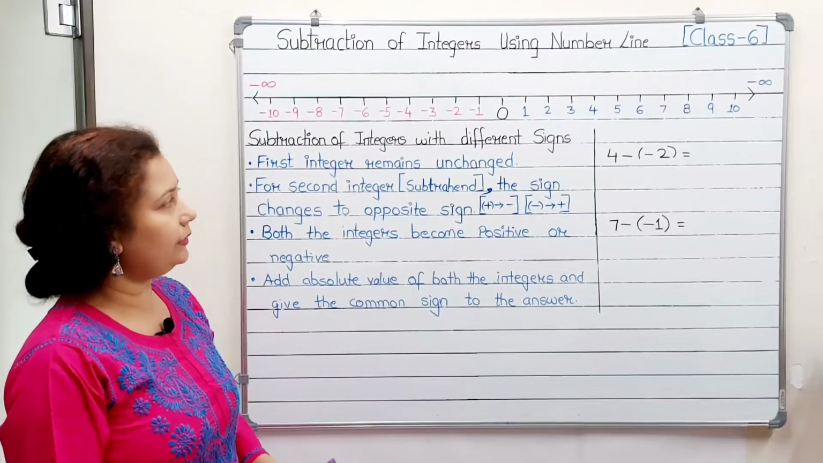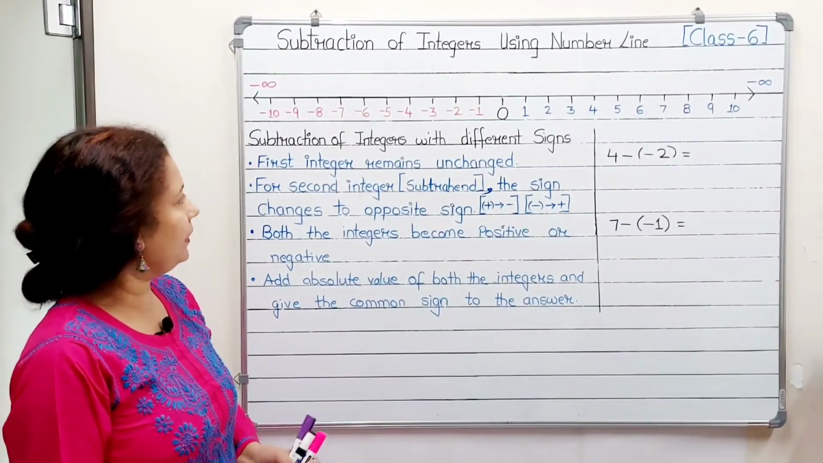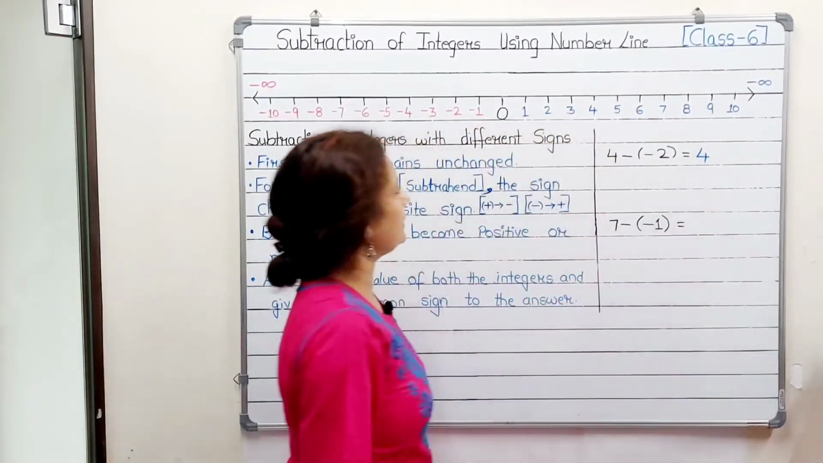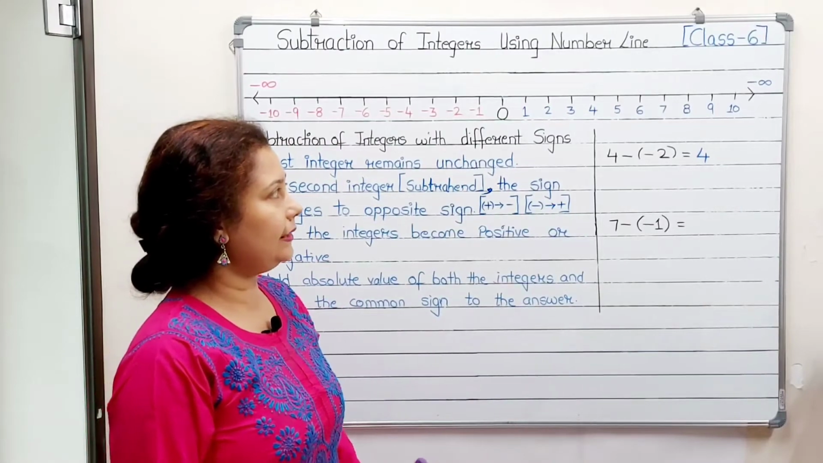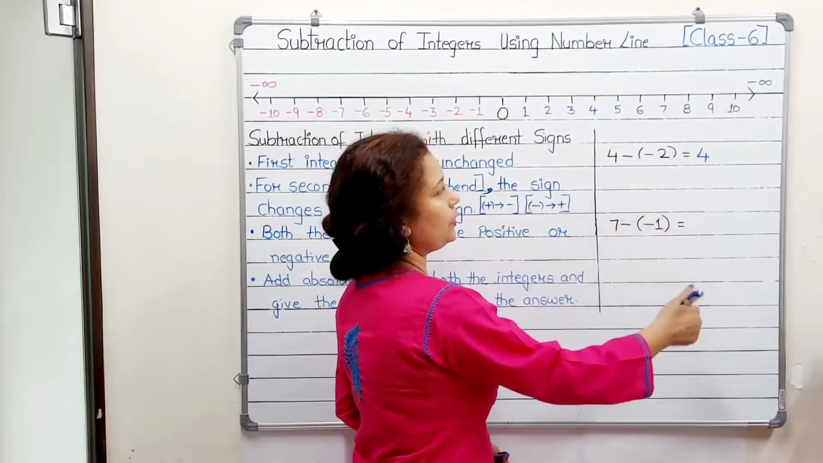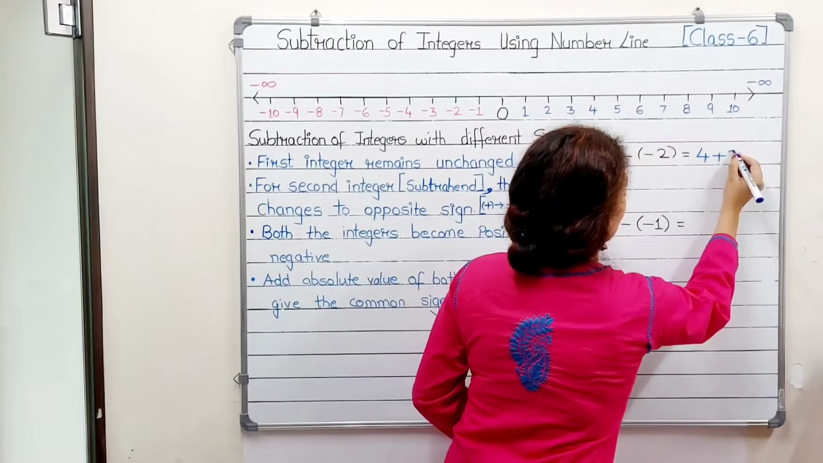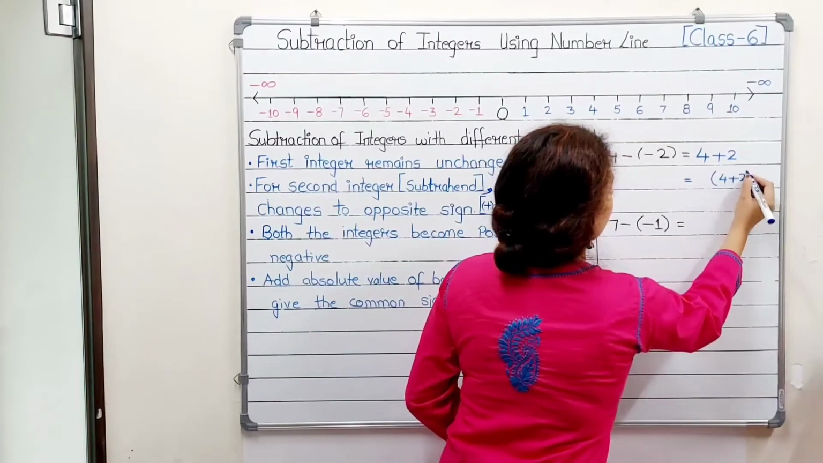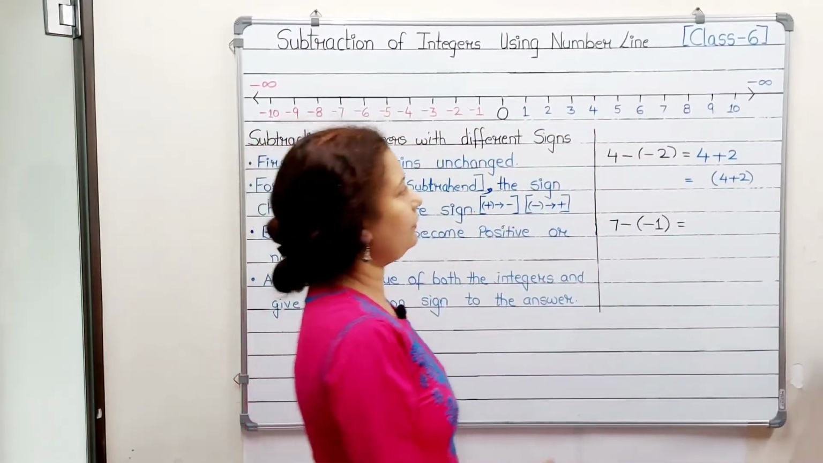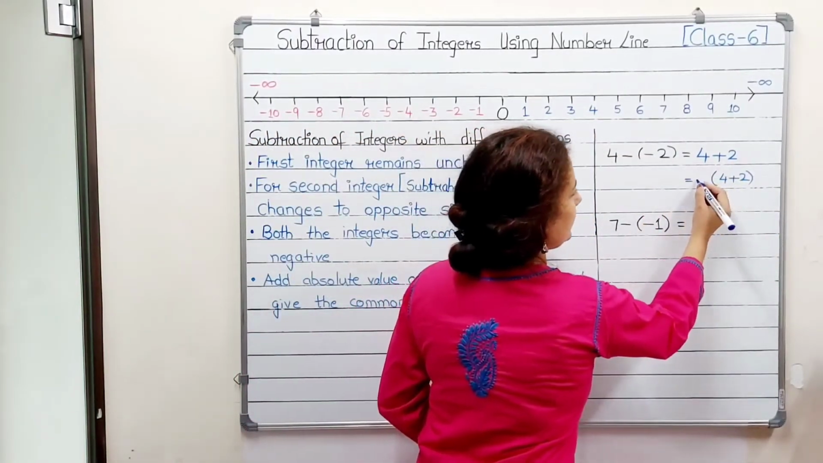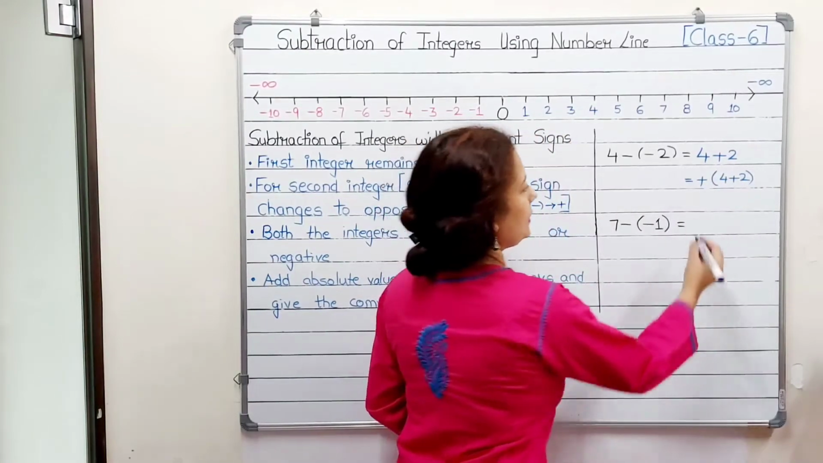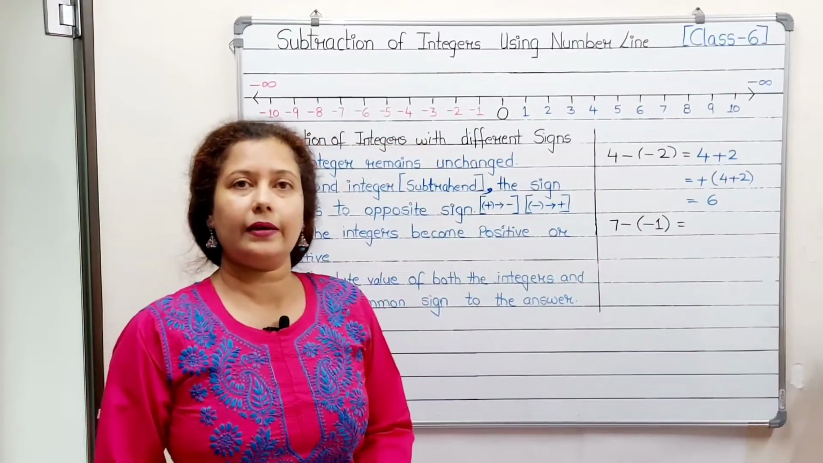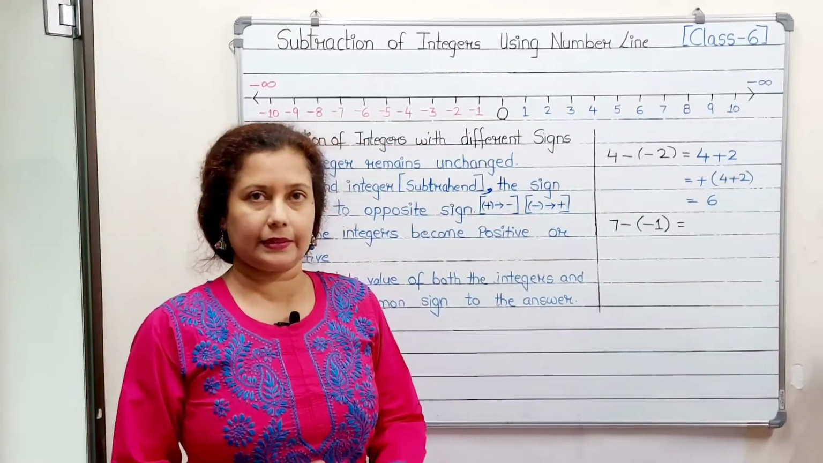Now here I will solve the example following the steps. First integer remains unchanged, so we will write 4 as it is. And the second integer is -2, so it will get changed to +2. So here we have to add 4 plus 2, that is we do addition and give the common sign. Both the integers are positive now, so it becomes positive. So 4 plus 2 is 6. So either you can write 6 or +6.